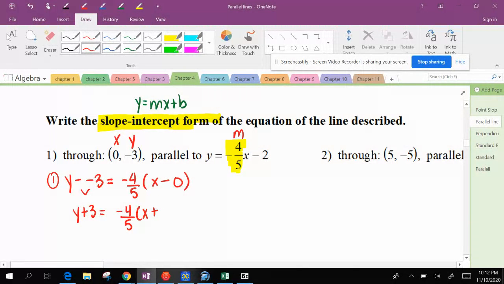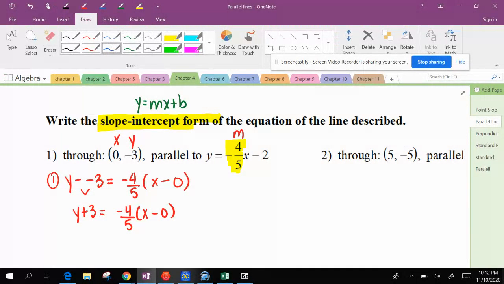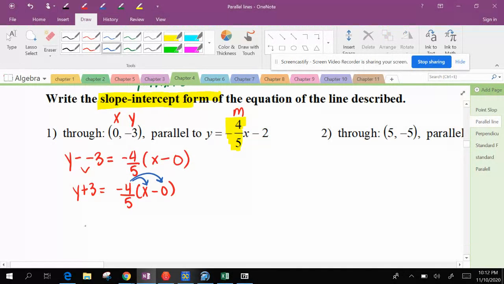Now I can start distributing. I'm going to distribute that -4/5 inside the parentheses. I get y plus 3 equals -4/5 x, and then anything times 0 is 0, so I'm going to just put 0 there. And I'm putting plus because this is a negative and that's a negative, so it technically does make a plus.